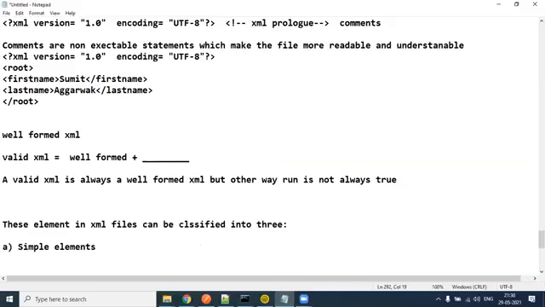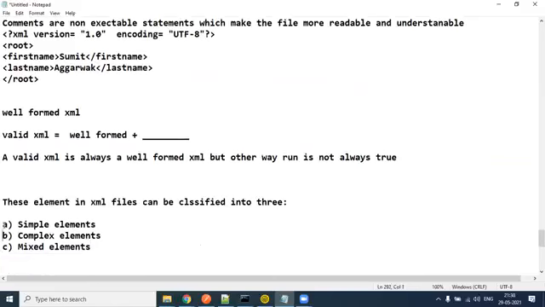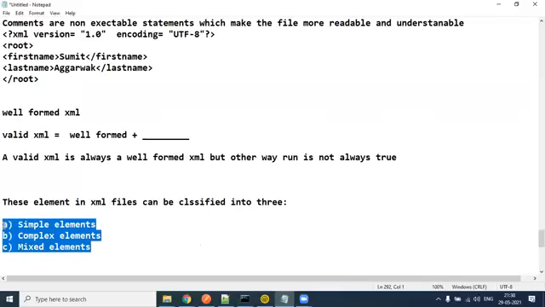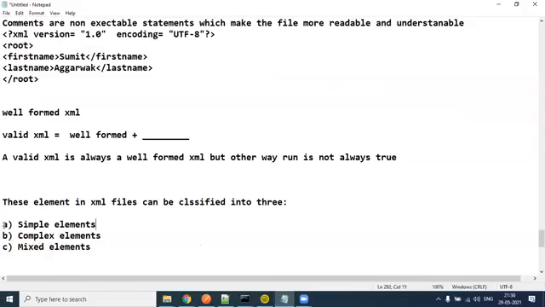There are simple elements. Then there are complex elements. And then there are mixed elements. Generally in my sessions I talk about these two only. But there are three: simple, mixed, and complex. You will rarely see mixed being used, so that's why I don't talk about it, to avoid the confusion. But just to let you know, these are the three different classifications we have.